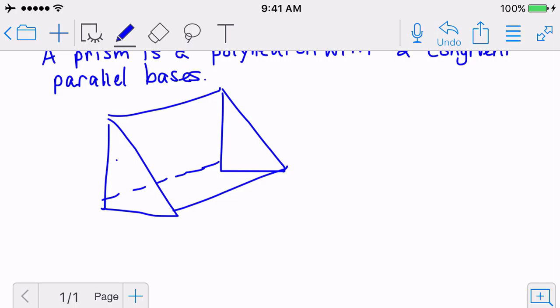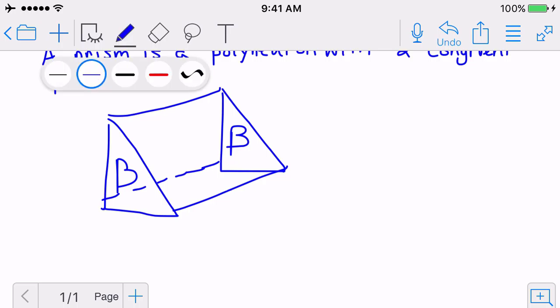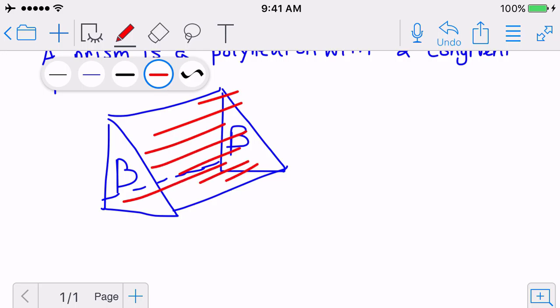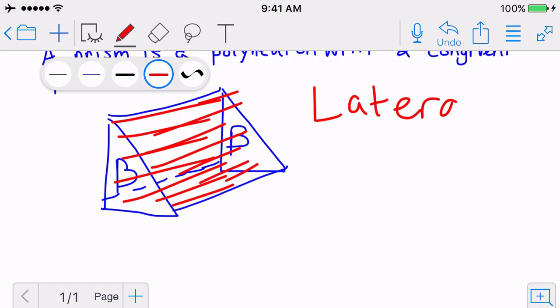So then what we have here, we've got our two bases. And then these other sides, so let me grab a different color here. So like this side and your bottom, and then the one in the back there, those are called lateral. Okay. So those are the lateral faces, and the blue ones are the two bases. Okay. So let's maybe look at another example.